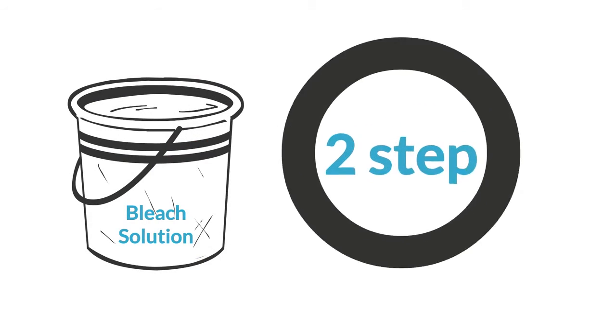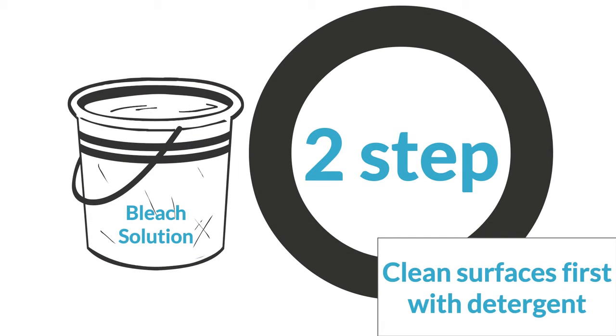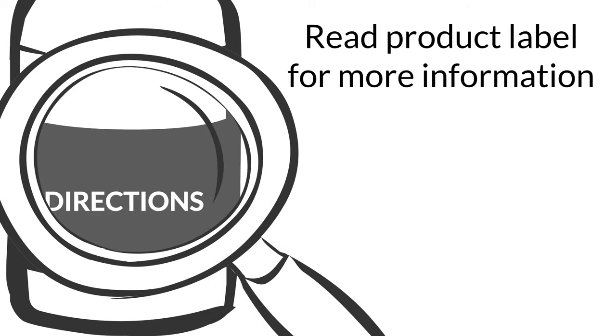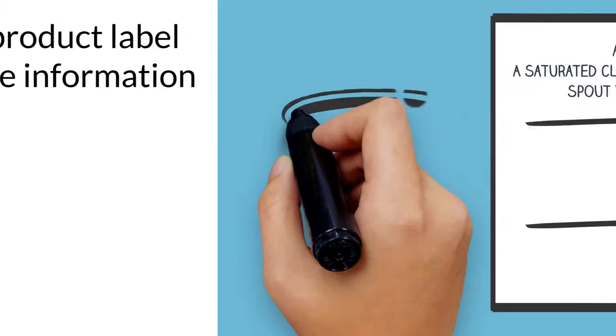Bleach solutions made fresh each day from a concentrated bleach requires a two-step process. Surfaces need to be cleaned first with a detergent before disinfecting with the bleach solution. It should be noted that the popular EPA-registered healthcare bleach wipes used in many facilities are often a one-step cleaner disinfectant product and would not require two steps for cleaning and disinfecting. Check the label on the product you are using for more information.